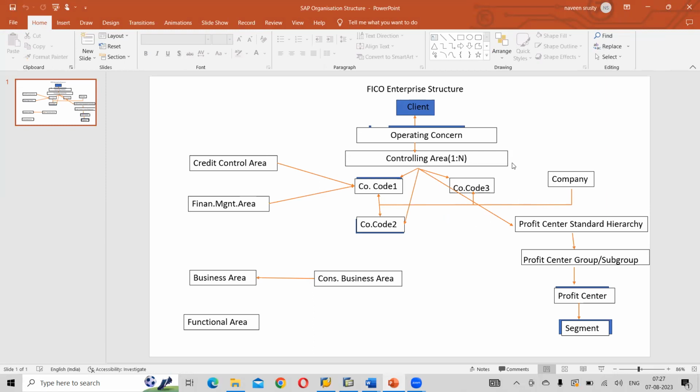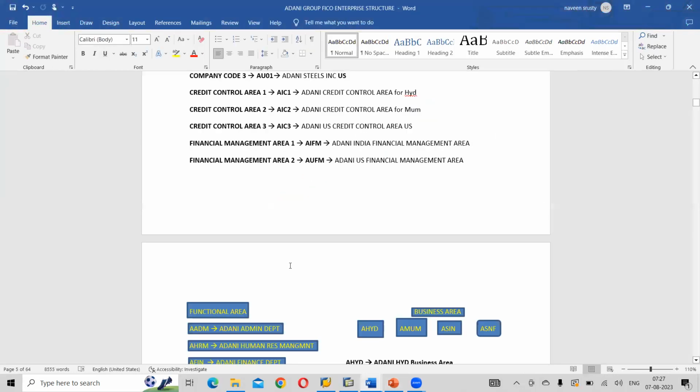And here also we need to create plants that I will share in my PPT. So by tomorrow I'll share this PPT. Right. So here in controlling area we need to create some plants, manufacturing plants. So that I'll show.